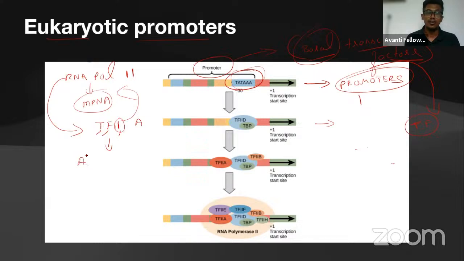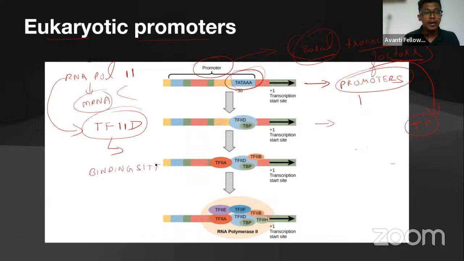Now, why are these factors very important? To understand these transcription factors, we have to concentrate on one transcription factor called TF2D. What is TF2D? Like your sigma factor, TF2D is one of the transcription factors. Now, what will this TF2D do? The transcription factor 2D has a special capacity: it has a binding site. Binding site for what? It is called the TATA box binding protein.